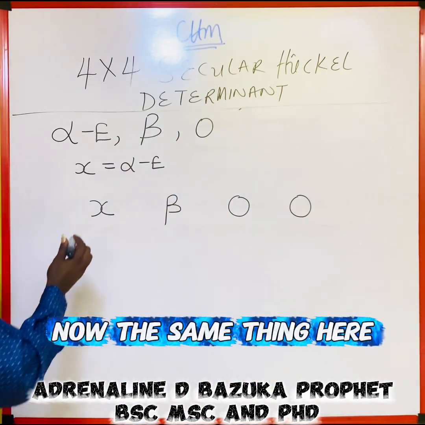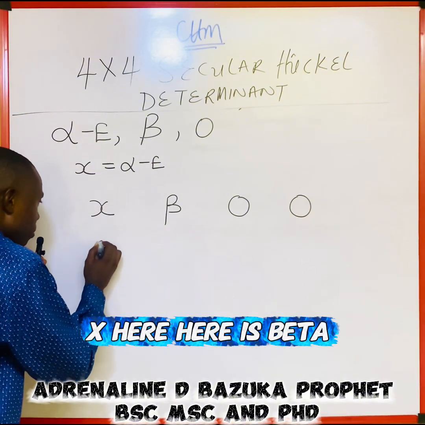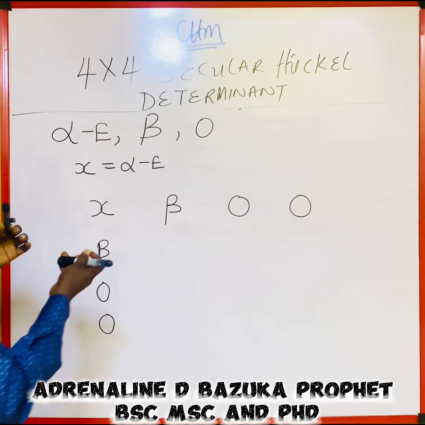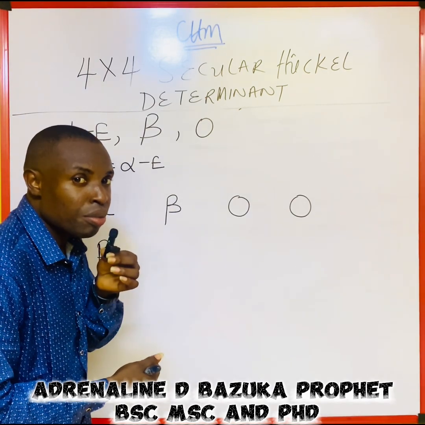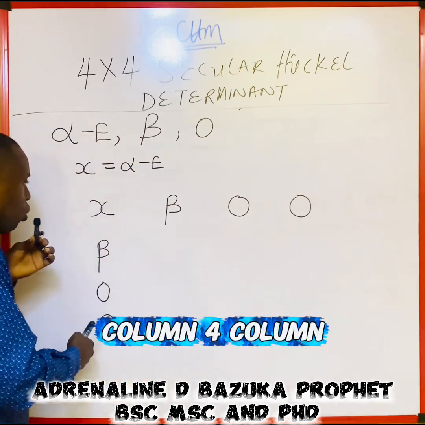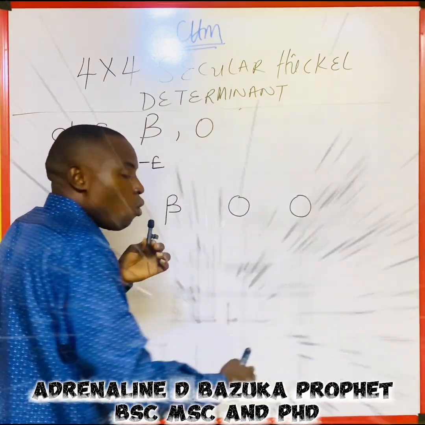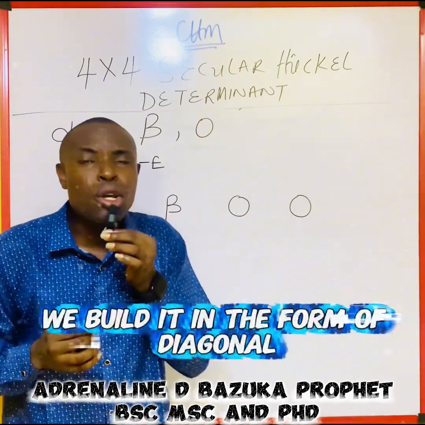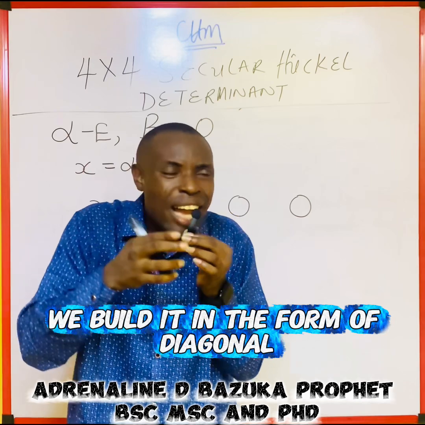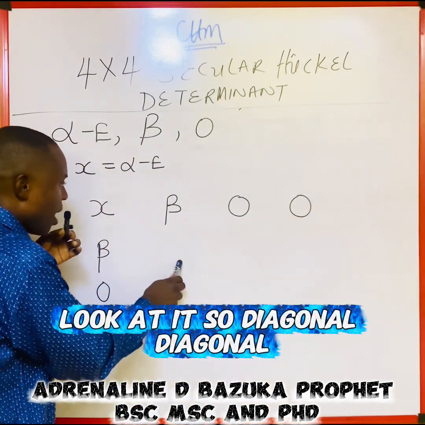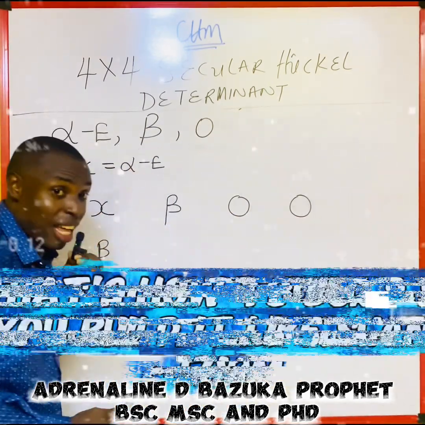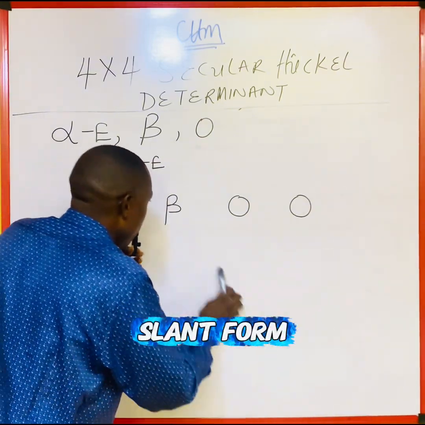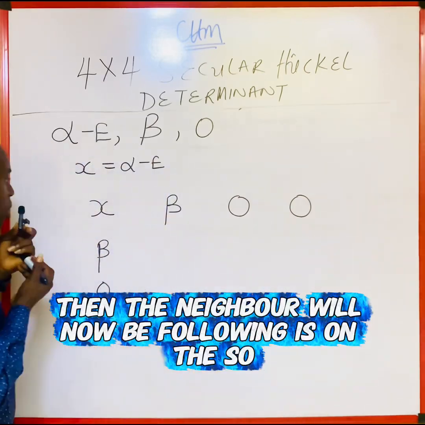You understand now? The same thing here, x here is beta, here is 0, 0. You see it now? That's the row and column. 4 columns, while that of the row is 4 rows. So how do we build this? We build it in the form of diagonal. Look at it: diagonal, diagonal, diagonal, diagonal. So you build it in slant form. Telling you the shortcut now. Slant form, then the neighbor will follow. Is that understood? So let's go.